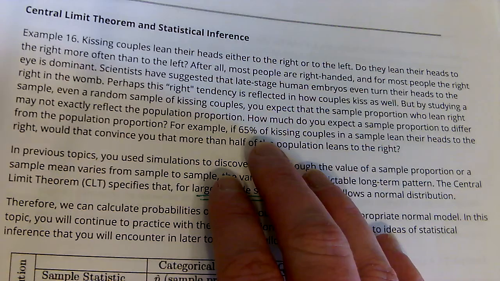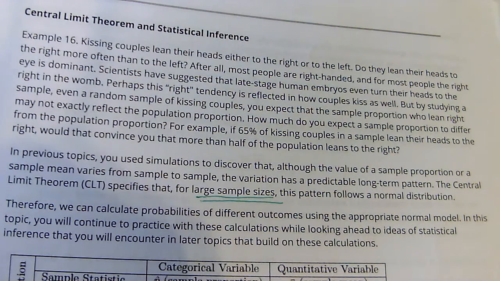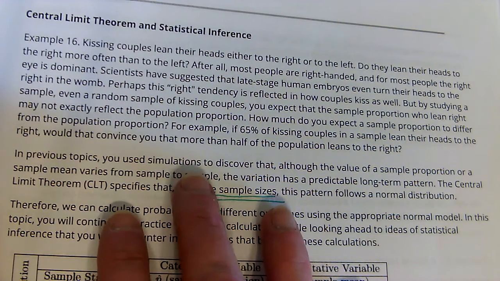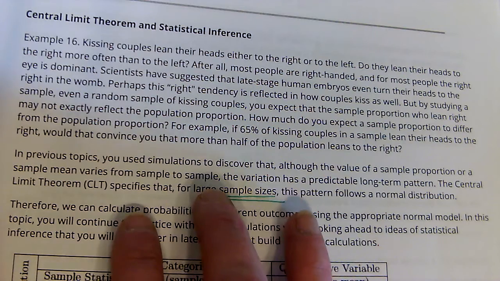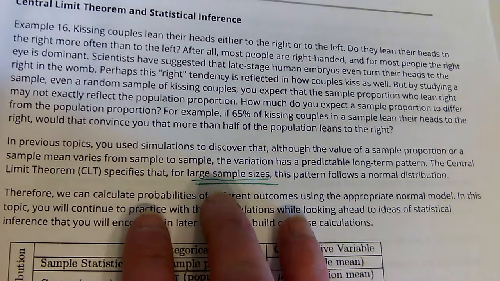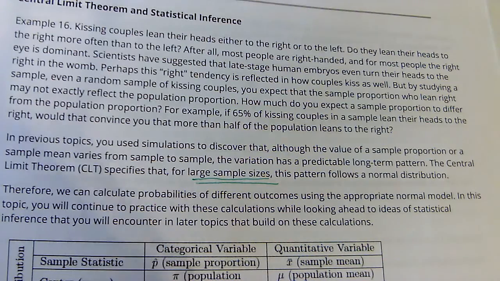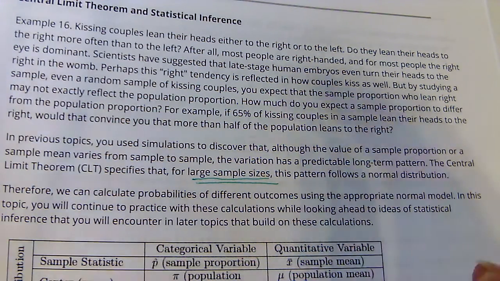I mean, for example, if 65% of couples in a sample lean their heads to their right, does that guarantee that more than half the population leans to the right? Now, we've discovered in previous topics that although there is variance, the variation has predictable patterns, and if we have a large enough sample size, the pattern follows a normal distribution. Therefore, we can calculate probabilities of different outcomes using the appropriate normal model. In this topic, you will continue to practice with these calculations while looking ahead to ideas of statistical inference that we'll be getting into in later chapters.